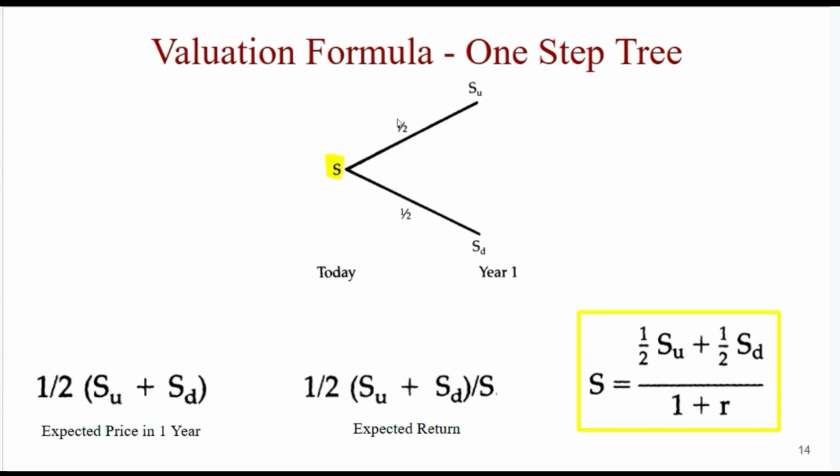So thus, the expected price 1 year from now is half the sum of both prices. Then, because the model assumes all expected returns are equal, the expected return is the future price over today's price. And then finally, since we know today's short rate R, we can discount the future price at R to get today's price. So this is the future price, this is the discounting, and this is today's price.